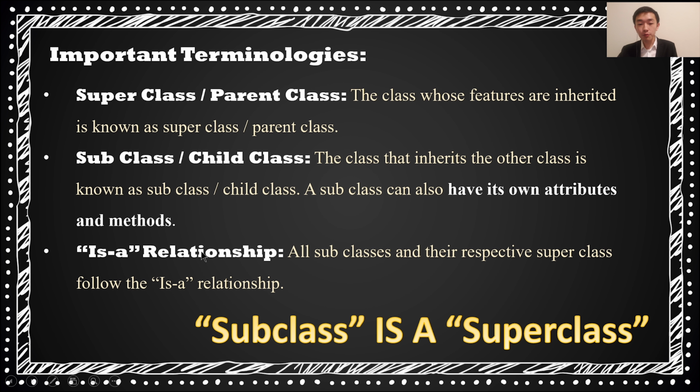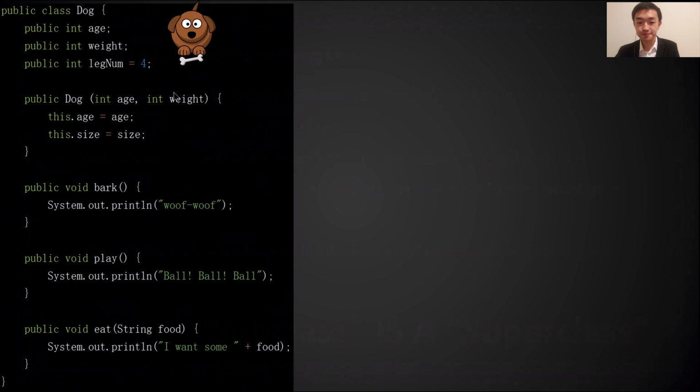Well, let me go over some really important terms first. A superclass is a class which features are inherited from. A subclass or a child class is a class that inherits from other classes. And finally, is-a relationship represents that every subclass is a superclass. Well, this may sound really abstract to you, but let me make it clear with an example.